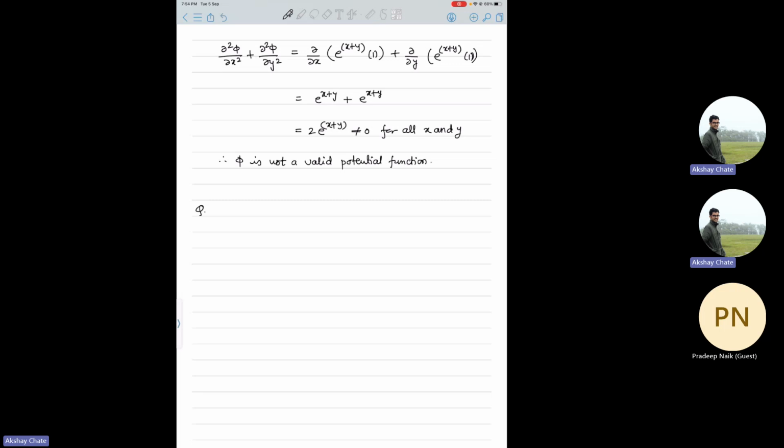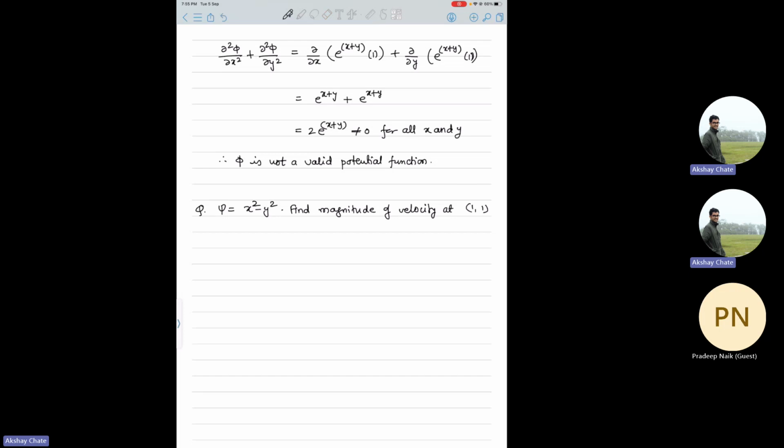Okay, we'll take one question. The stream function is given as x square minus y square. Okay, and it is asked to find the magnitude of velocity at point minus 1, 1, or let's say 1, 1.